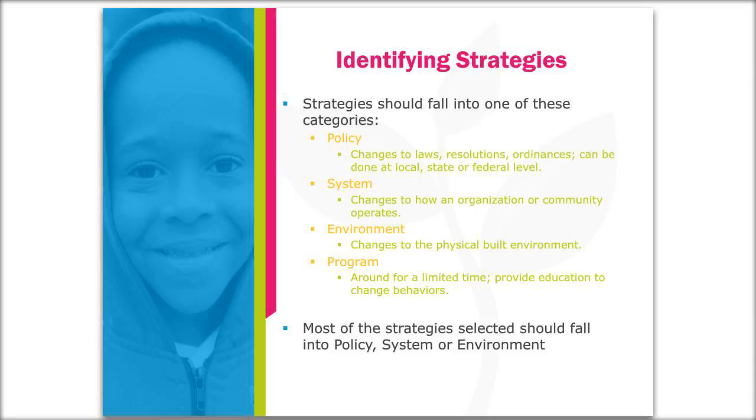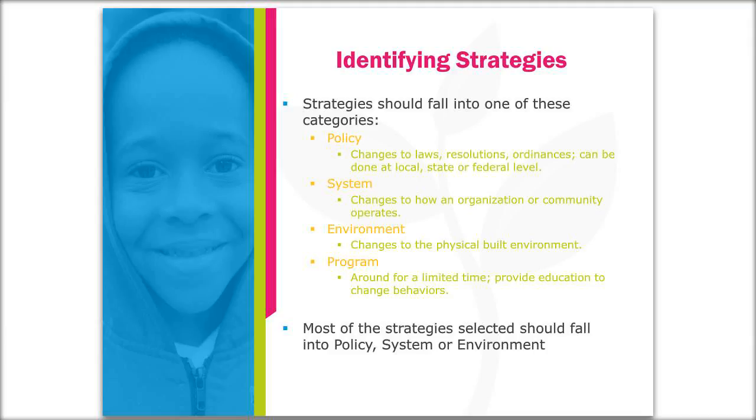So no tobacco use at all on any village property. System changes refer to how an organization or community operates. An example of this could be an organization designates a safe place for a woman to breastfeed.